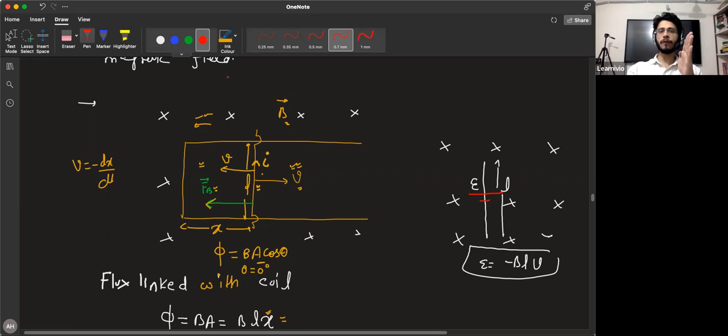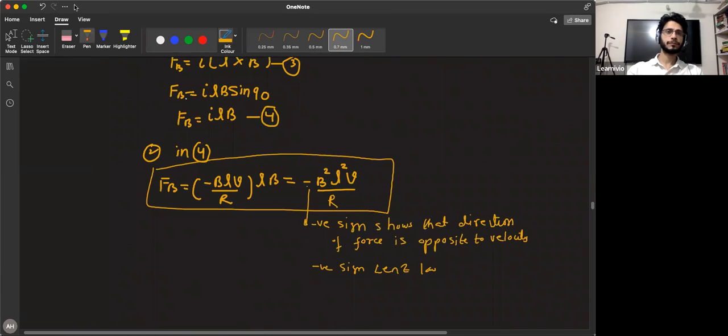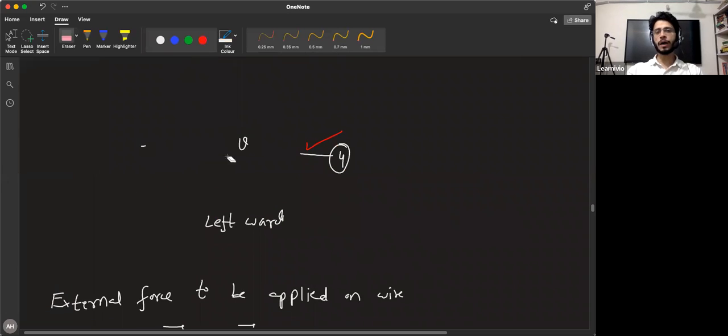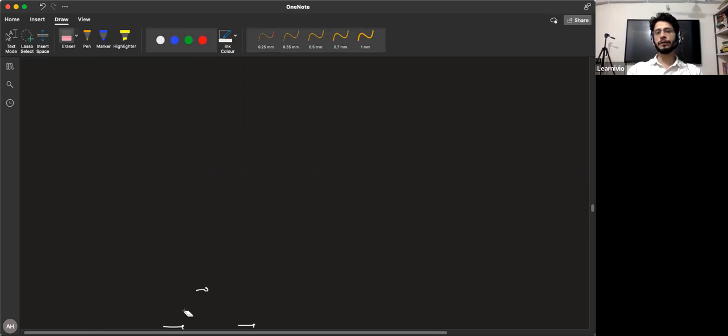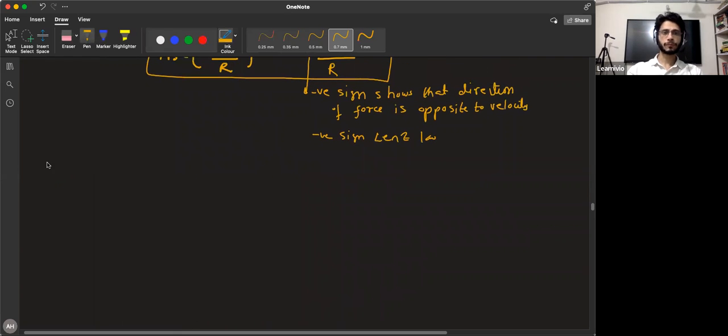So what I will do is, I will apply an external force in a direction which is opposite to that of the magnetic force. Magnetic force is opposing this velocity, but I'm applying some external force, like by my hand, I'm trying to pull this wire to the right hand side. This external force will support the velocity. So to move this wire with a constant velocity V, you will need an external force. So we'll apply an external force on the wire.